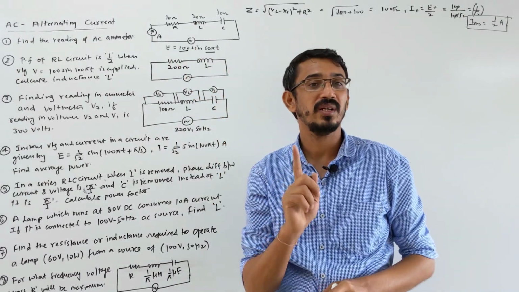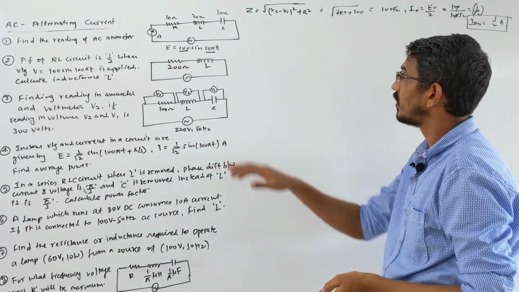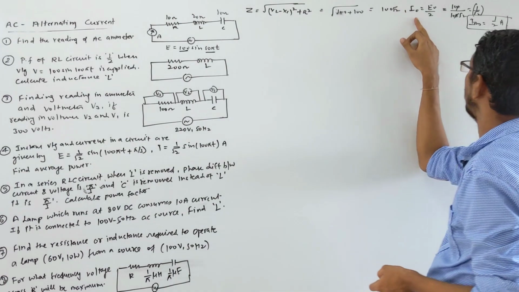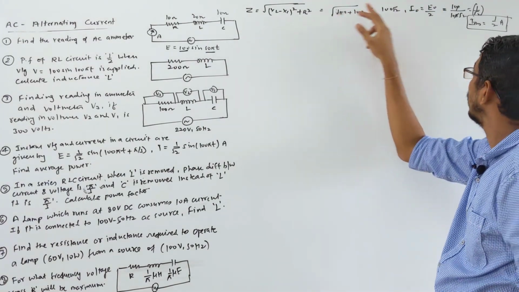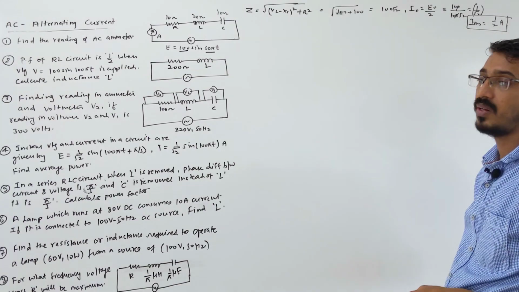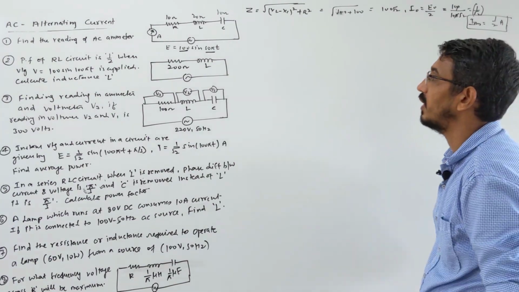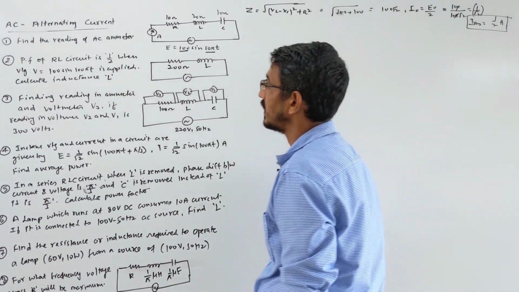An AC ammeter reads what current? RMS current. Okay. Maximum voltage is given. First I am finding the maximum current, because maximum voltage divided by your impedance gives it. So I found the maximum current, then I multiplied by 1 by root 2. That's your RMS current. Okay. Let's see the second question.